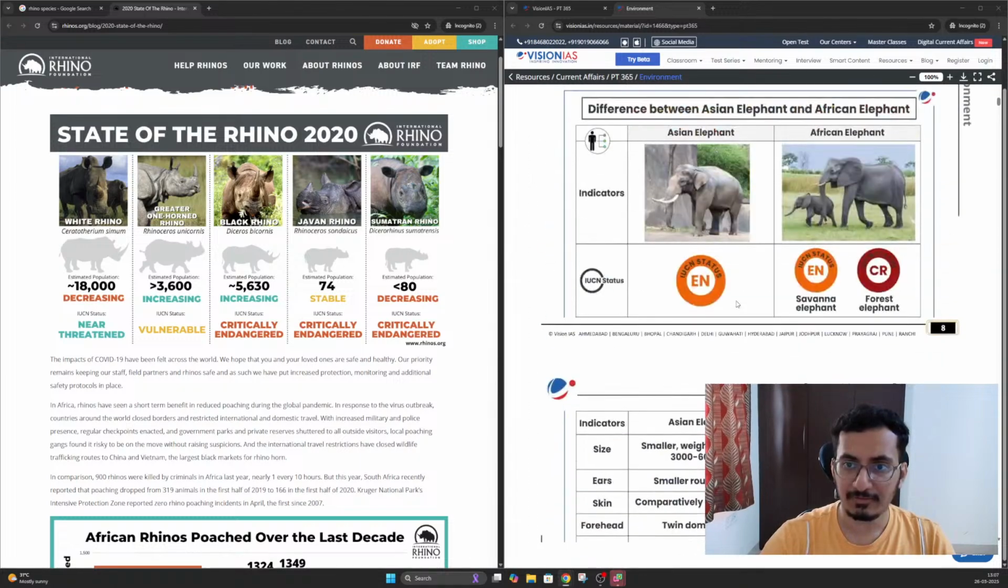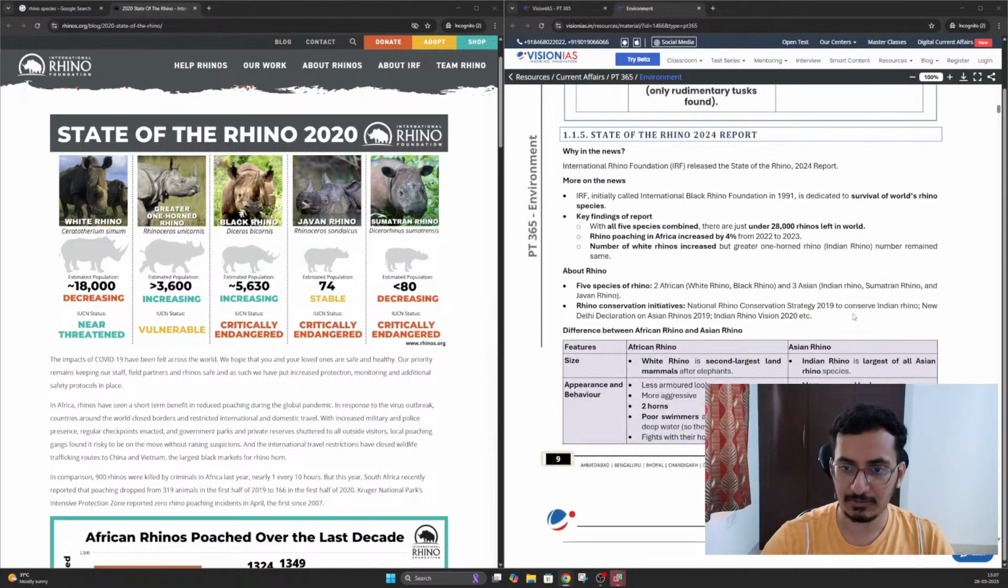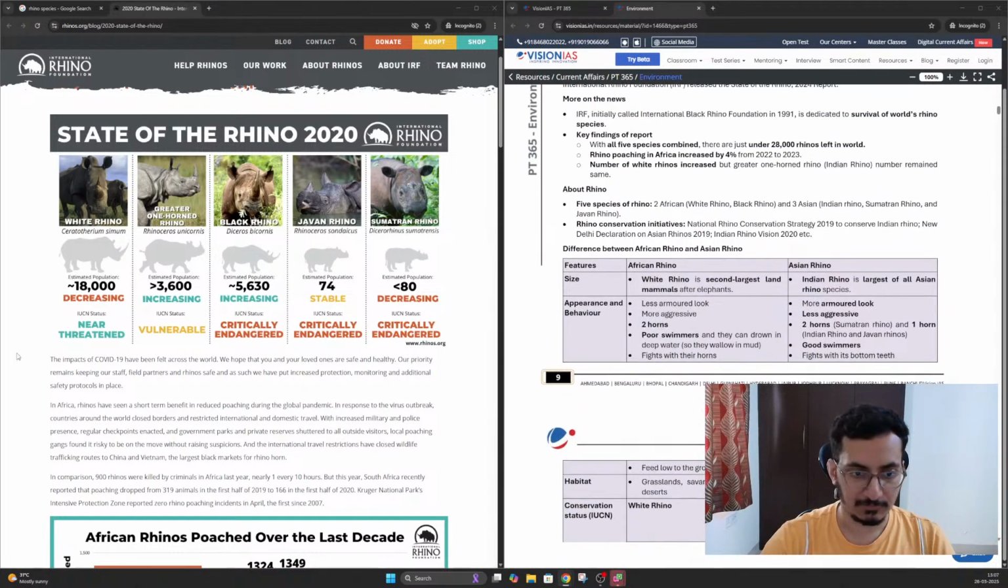White rhino, I believe, is near threatened. Indian rhino is vulnerable, and black and Sumatran and Javan are in critical stage.